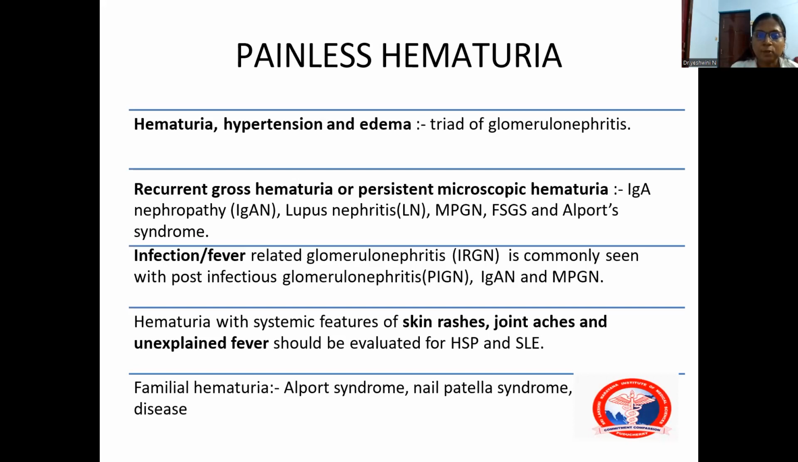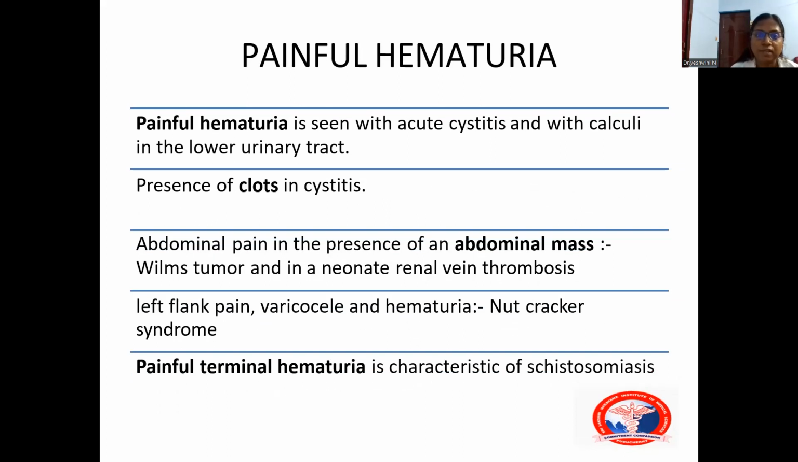And then some other causes like IgA nephropathy, lupus can have painless hematuria. Membranoproliferative glomerulonephritis, FSGS, Alport syndrome. Infection or fever-related glomerulonephritis can also cause it. Then HSP, SLE. Suppose HSP or SLE, what will be the features? They'll present with hematuria, skin rashes, joint pains, unexplained fever. Familial hematuria, you already know the causes. Okay, not a painful hematuria.